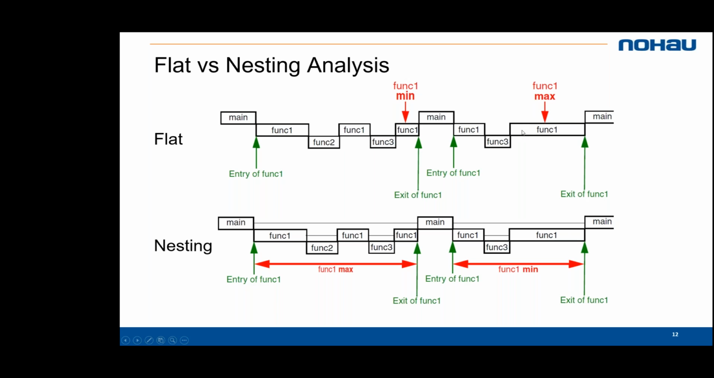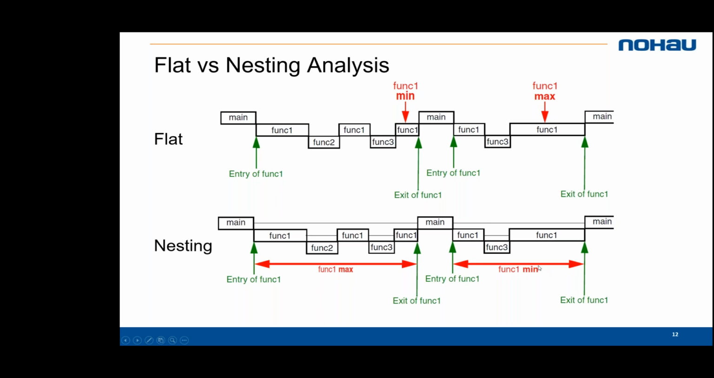But if you have a nesting analysis, you keep track. The debugger, when it analyzes, remembers in what functions you are and keeps track of the call tree, so to say. So it knows that here is an entry of the function, here is the exit. And here's an entry and here is an exit of func1. So if you check the maximum execution time of the func1 function in nesting mode, it will be this time here. And here is the minimum.